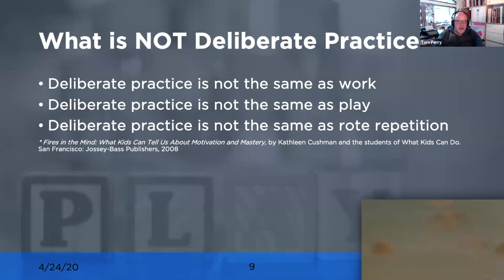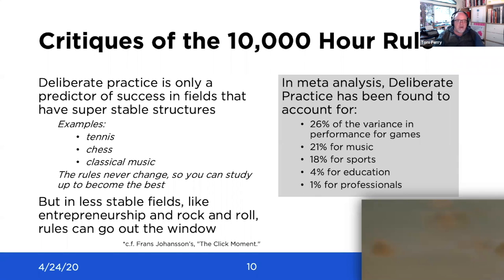Now, in the years since, there have been a lot of critiques of this 10,000 hour rule. And the idea was that you had to put in 10,000 hours of deliberate practice before you could achieve world-class expertise in a domain. And so what they found since then is a lot of the examples that Anders Ericsson used and that Gladwell used were within domains that had very stable structures. So tennis or chess or classical music have rules that really never change. And so you can study those rules and become the best at performing those things.